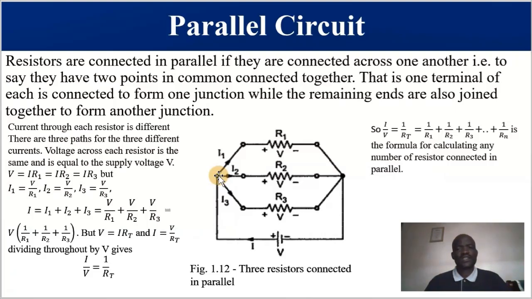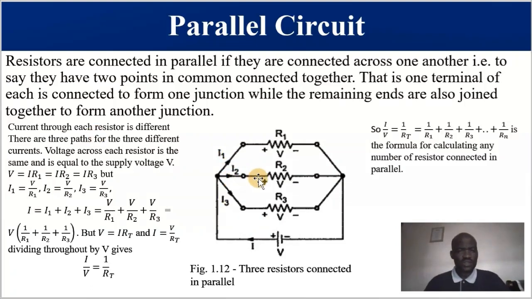That is, there is one terminal of each that is connected to form a junction. The terminals of this and this and this are connected together to form one junction, and the other ends are also connected together to form another junction at this point. Please take note of the following properties or derivations. We are saying I is branching into I1, I2, and I3. Hence, for a parallel circuit, we've got more than one path. Depending on the value of the resistor, that also applies to the variation of the current flowing through each resistor.